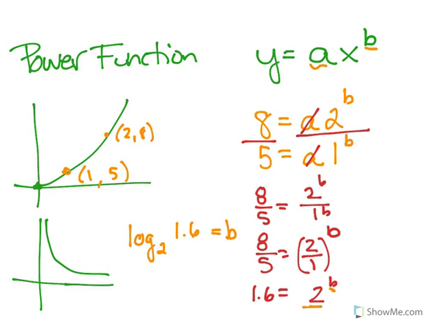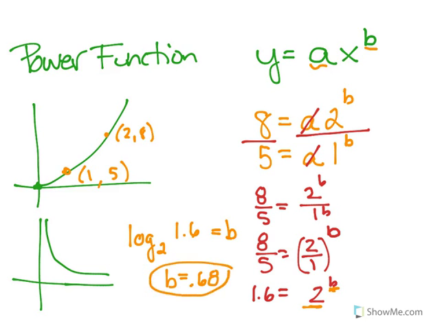So remember what I did was I found the base, put it next to the log, and I put the b all the way over by itself. Now I can use my calculator to solve for b. And I have found that b is equal to 0.68 rounded. So I've solved for b.